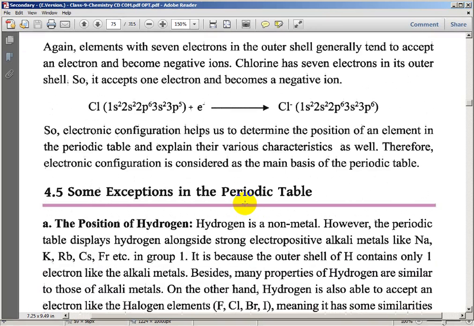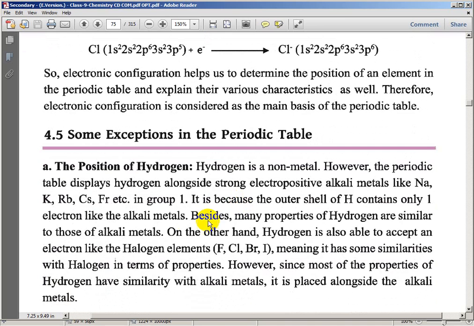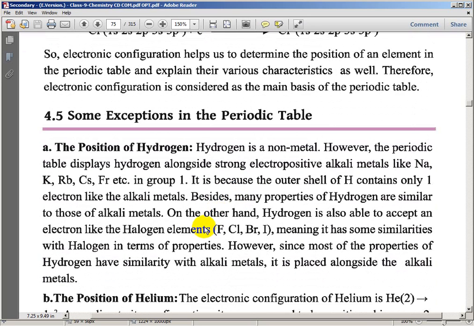Okay, some exceptions in the periodic table.